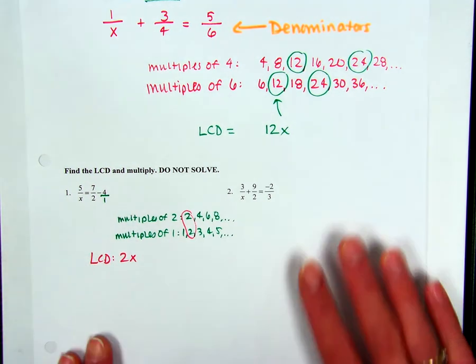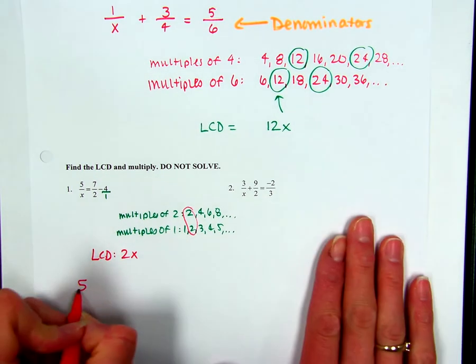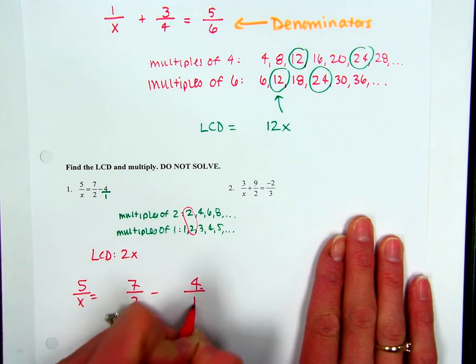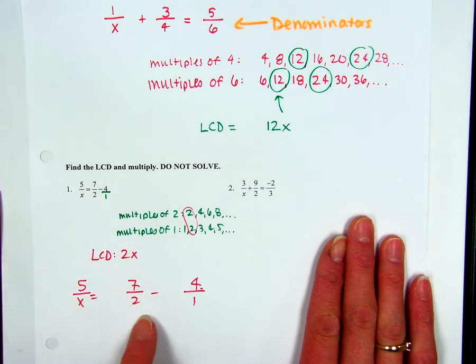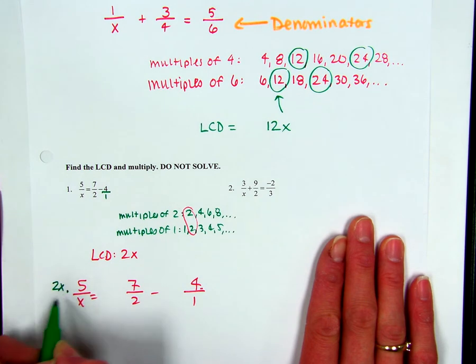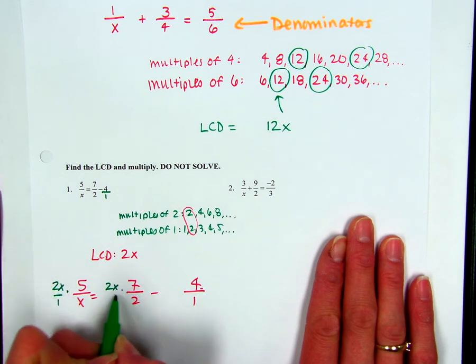All right, so the way that we're going to multiply this, I'm just going to rewrite this problem again, but I'm going to leave a little bit of space. Okay, so we have 5 over x, 7 over 2, minus 4 over 1. My LCD is 2x. So I'm going to multiply each fraction by 2x over 1.